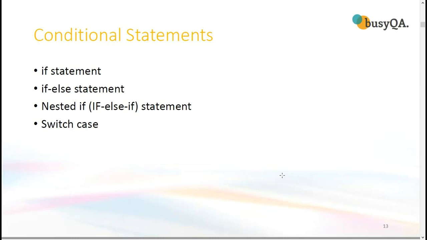So this is your way of telling Java that if you run this test case and it fails, do this. If you run this test case and it passes, do this. So we call this conditional statements. And we have 4 different types of statements. We have the if statement, we have the if and else statement, we have the if else if statement, and we have the switch case statement.